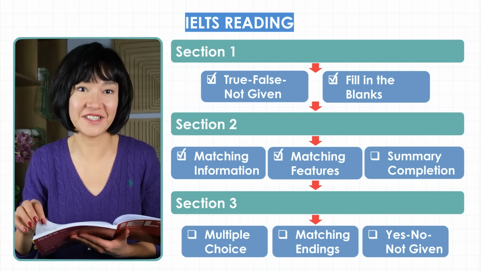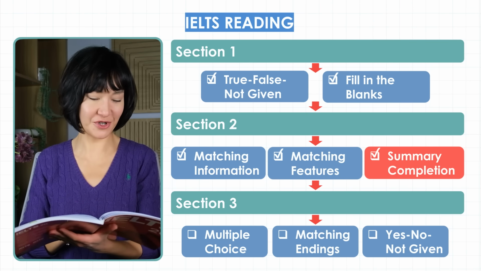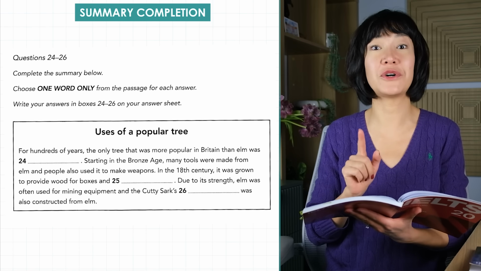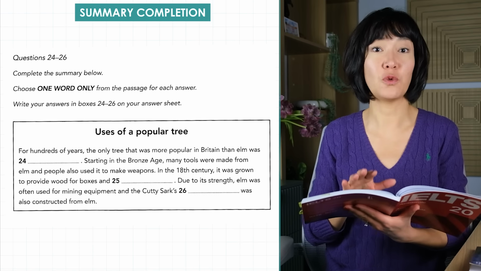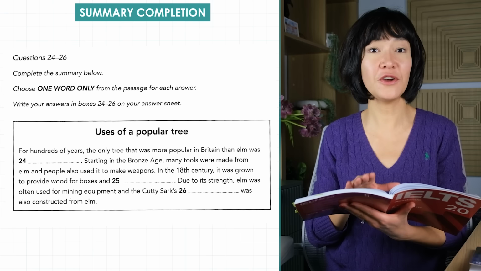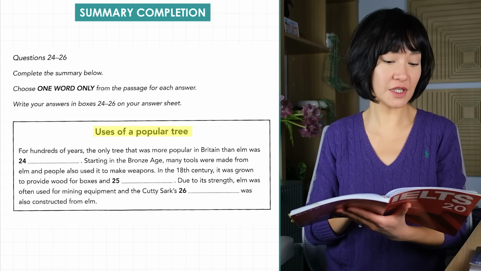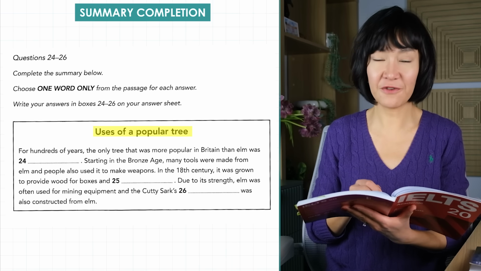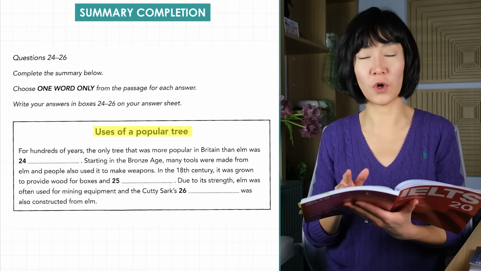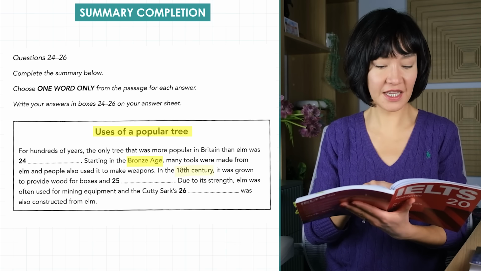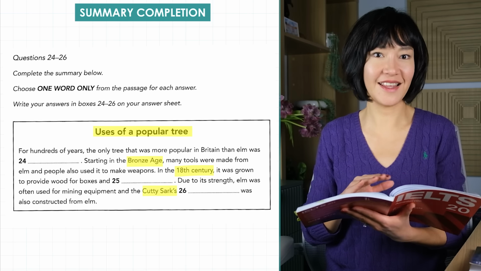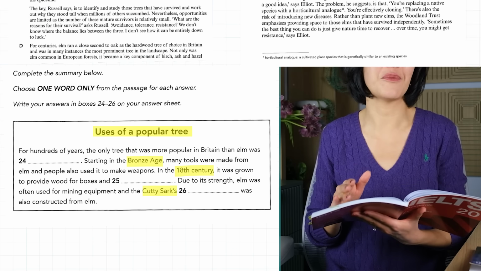The next set of questions is complete the summary. We're not going to solve them, but there's one important thing I want to show you. So where to find your answers? Look at the title. Uses of a popular tree. Do you remember reading about it? If not, there are some keywords. Bronze Age, the 18th century, and Cutty Sark. Indeed, they are all close by in our paragraph.